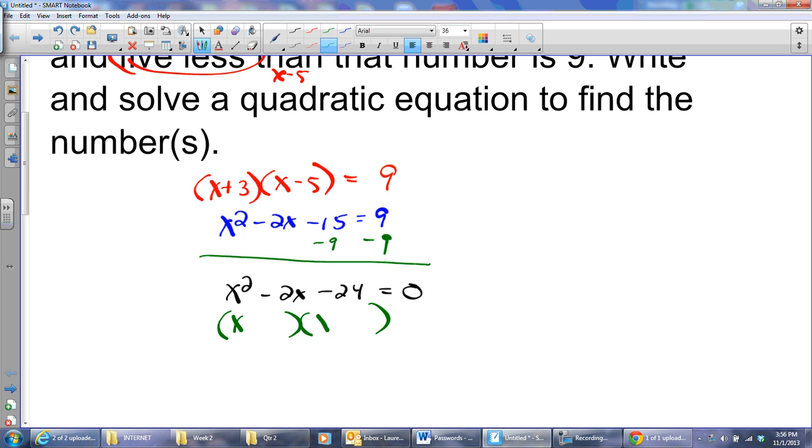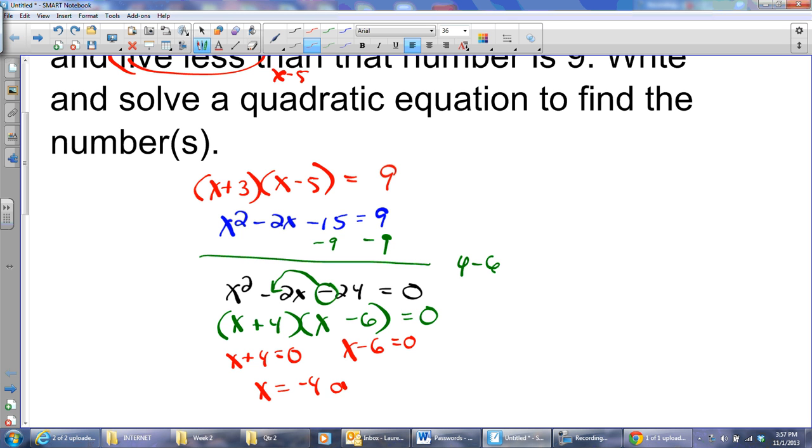x and x, and I'm just going to think to myself, I need two factors of 24 that subtract to get negative 2. Well, it sounds like a 4 and 6. So I'm going to get x plus 4 times x minus 6 equals 0. Now it looks like I'm going to have two answers. x plus 4 equals 0, and x minus 6 equals 0. And I know you're going to get x equals negative 4 or x equals positive 6.